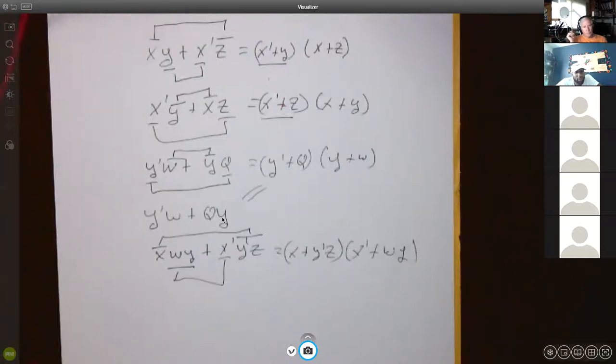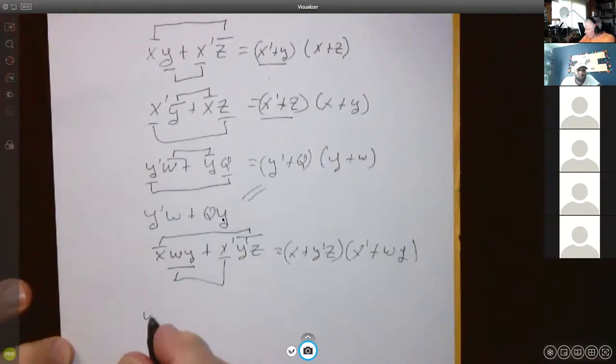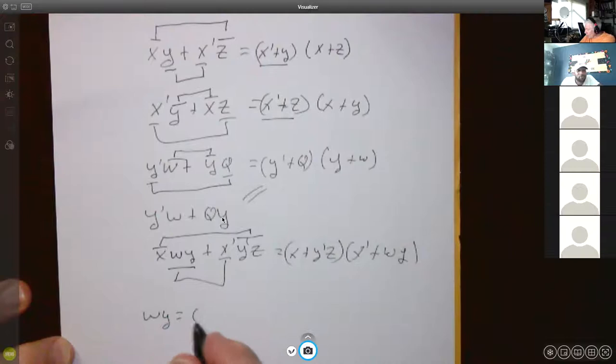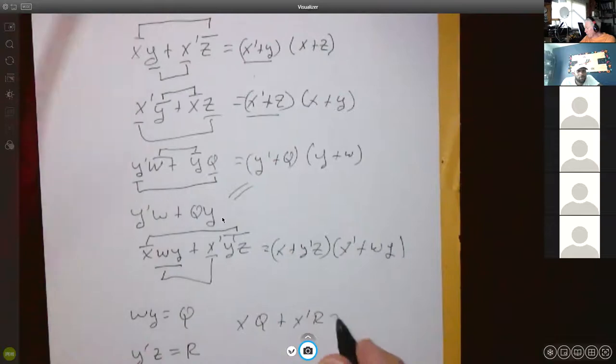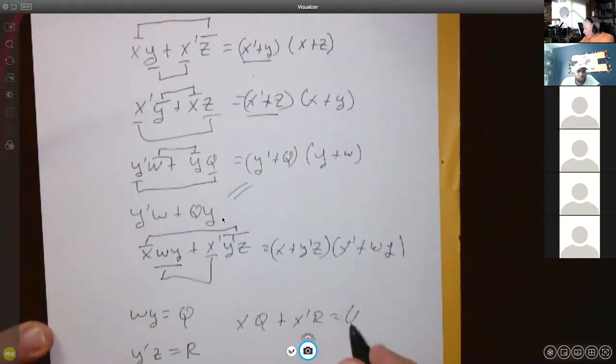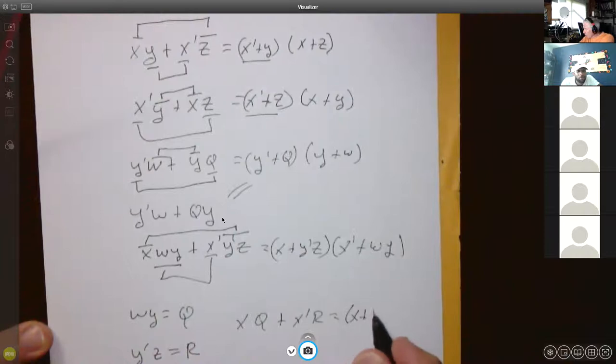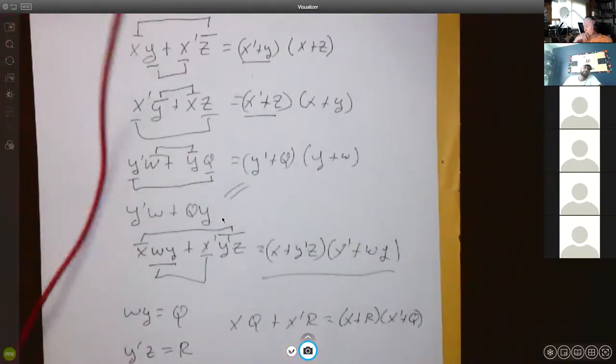No, that just confused me right there. Why is that confusing? So let's let WY equal Q and Y prime Z equal R. Then you could write that XQ plus X prime R equals, and then you'd write X plus R times X prime plus Q. And then you can substitute these back in and you'd have this. Oh, okay.